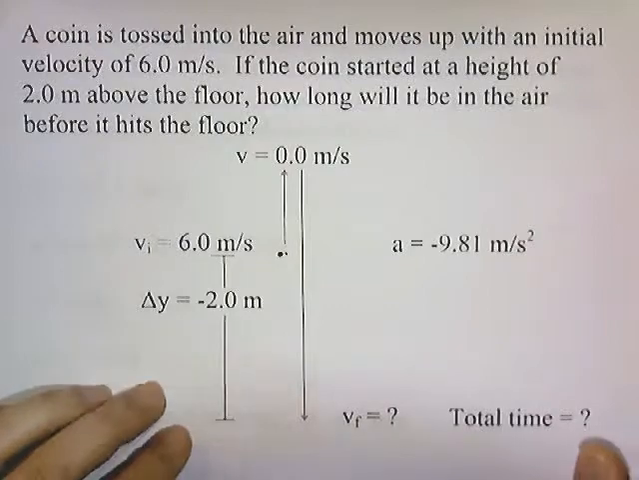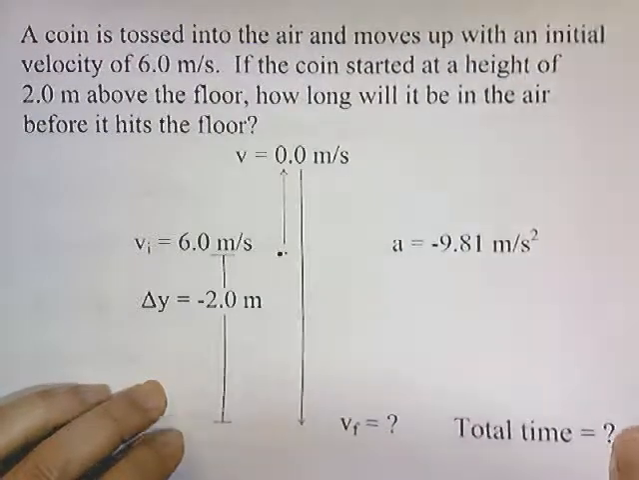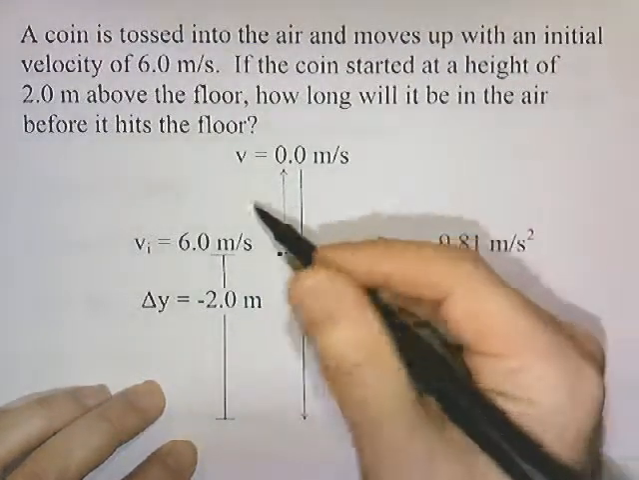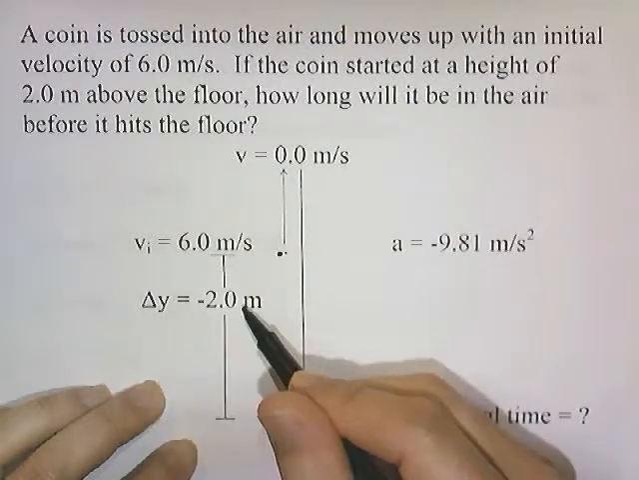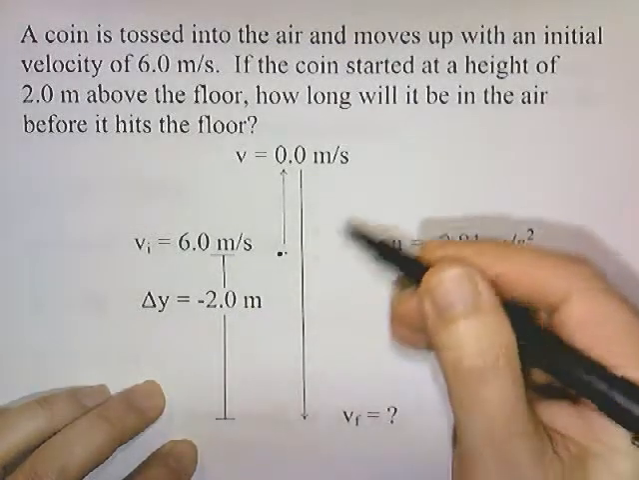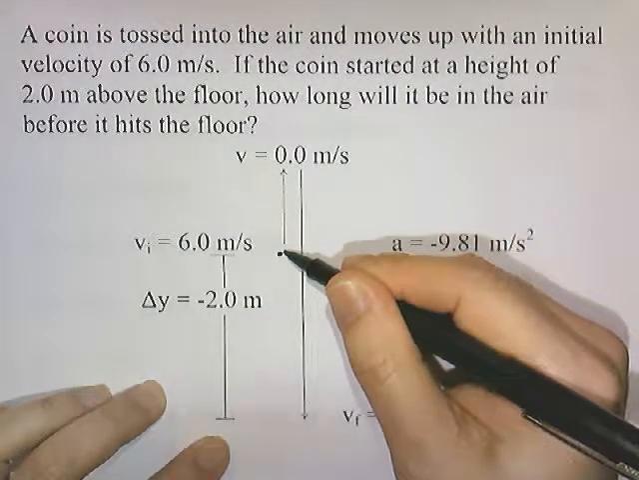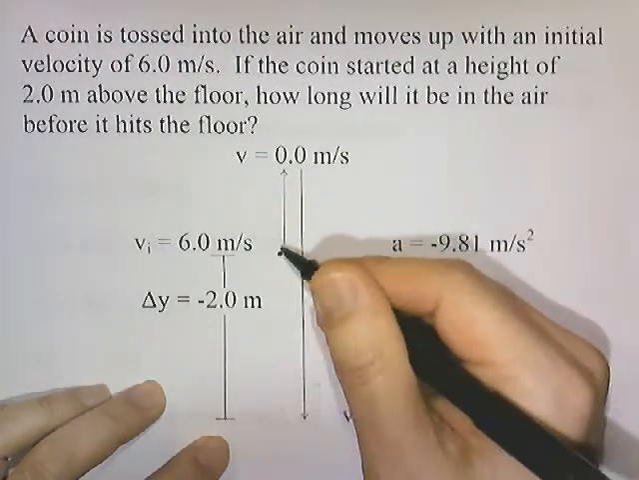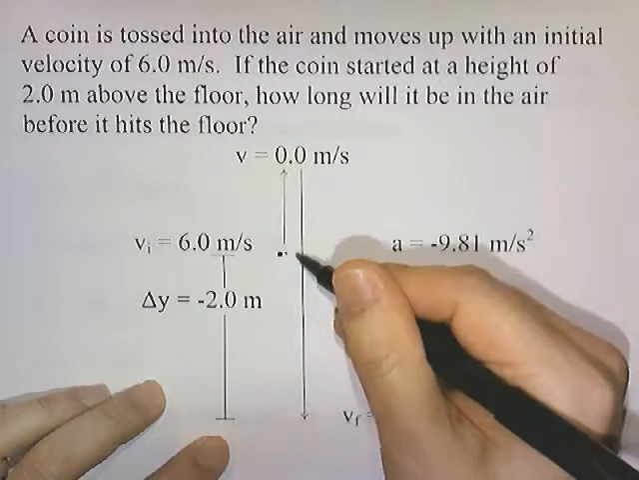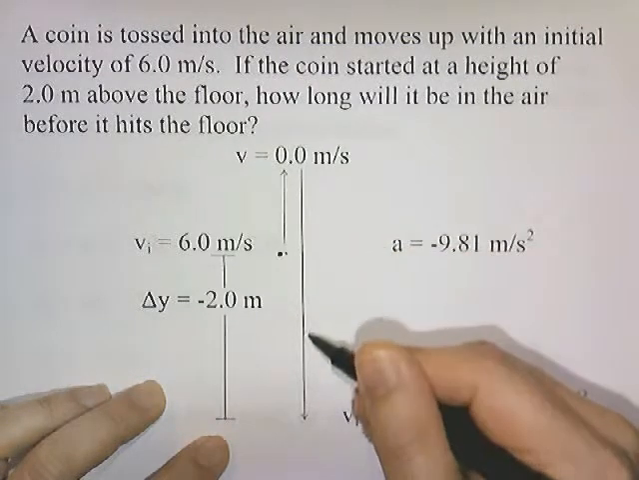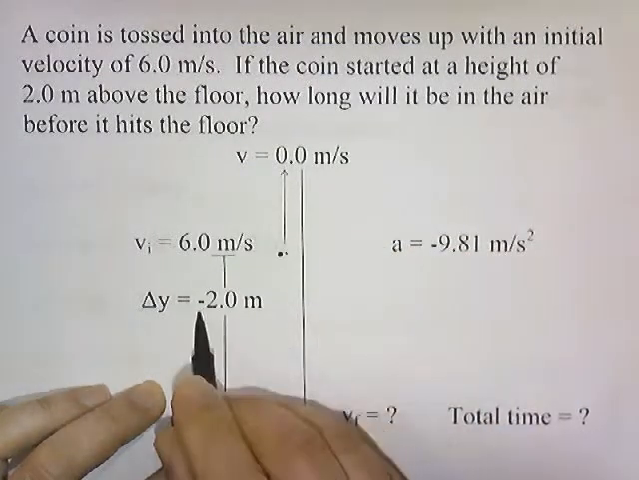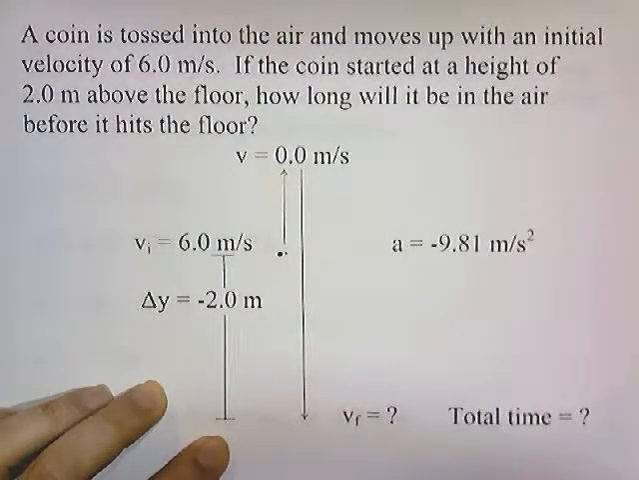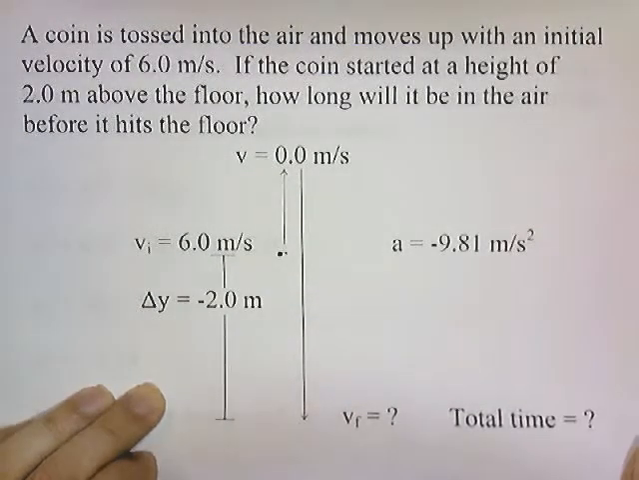All right, well, let's see. The change in displacement is going to be -2. Why? Because you start 2 meters above the ground, and now you're at 0. So the net change in distance is that you change the distance by 2 meters in the downward direction. That's why it's -2 meters. That's why the delta y is -2.